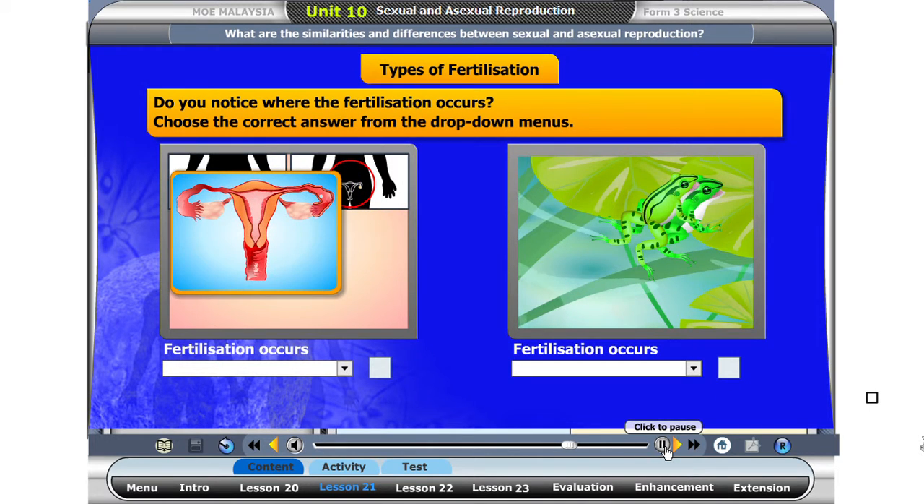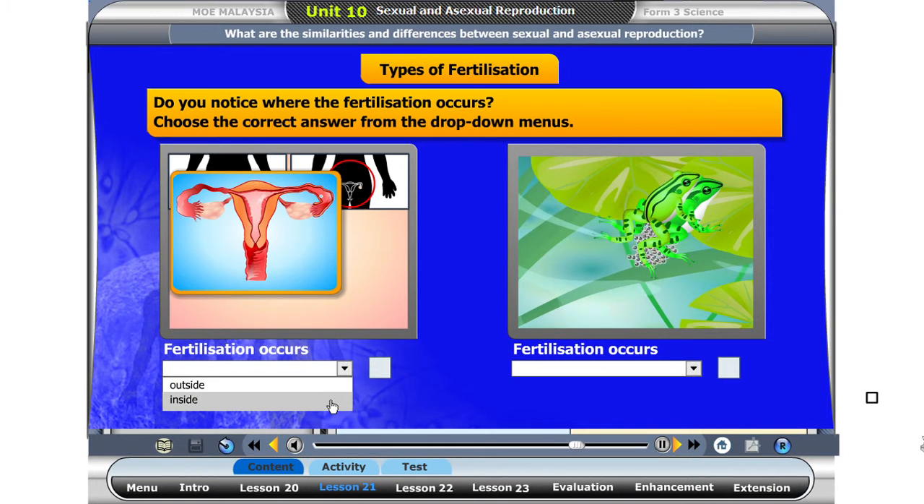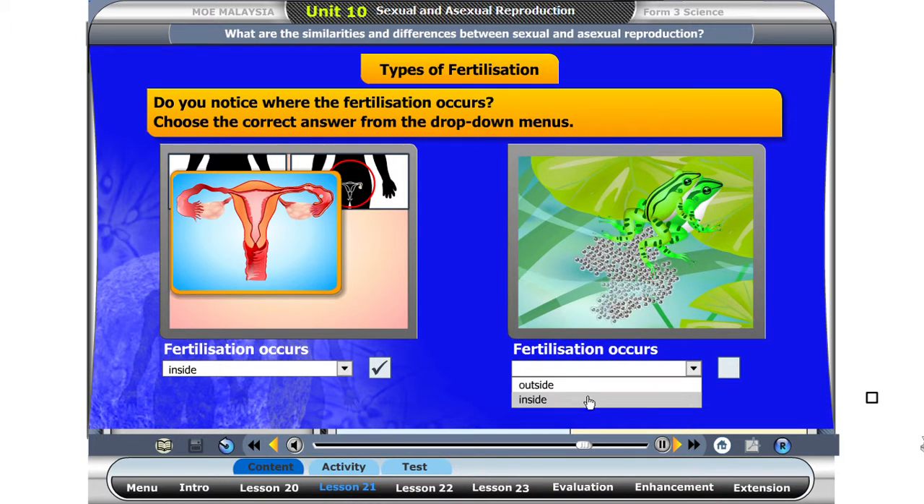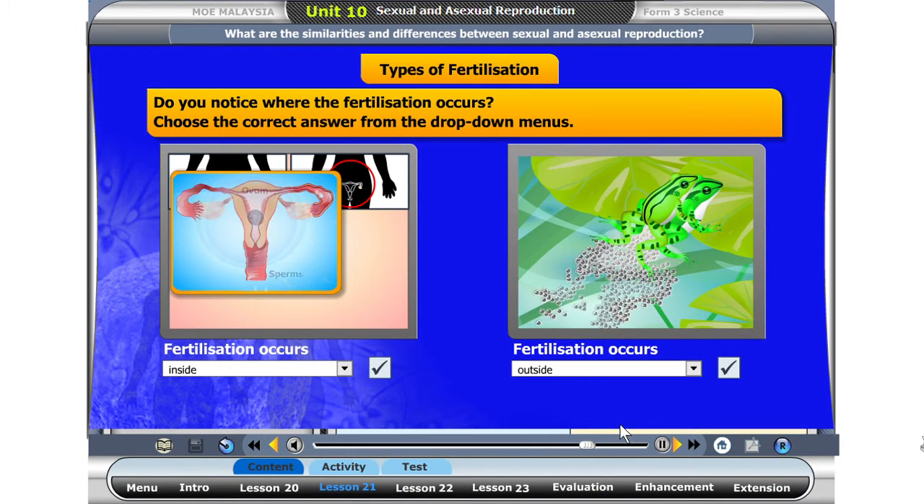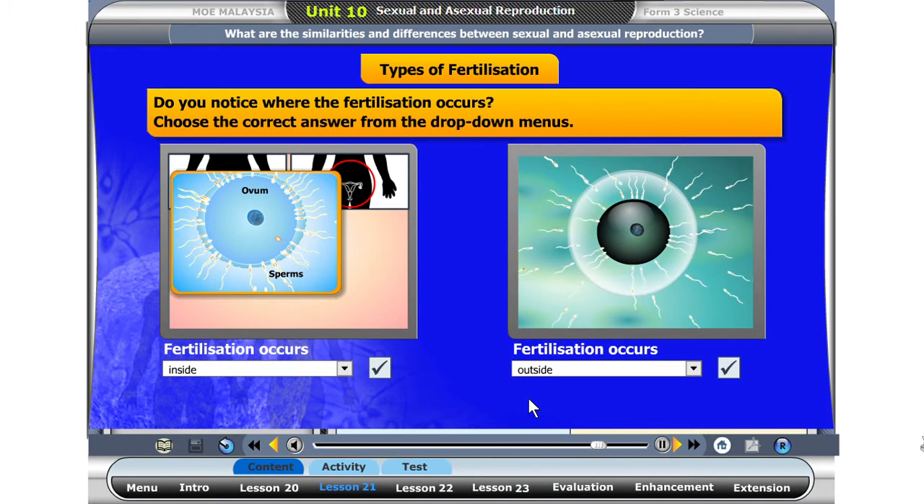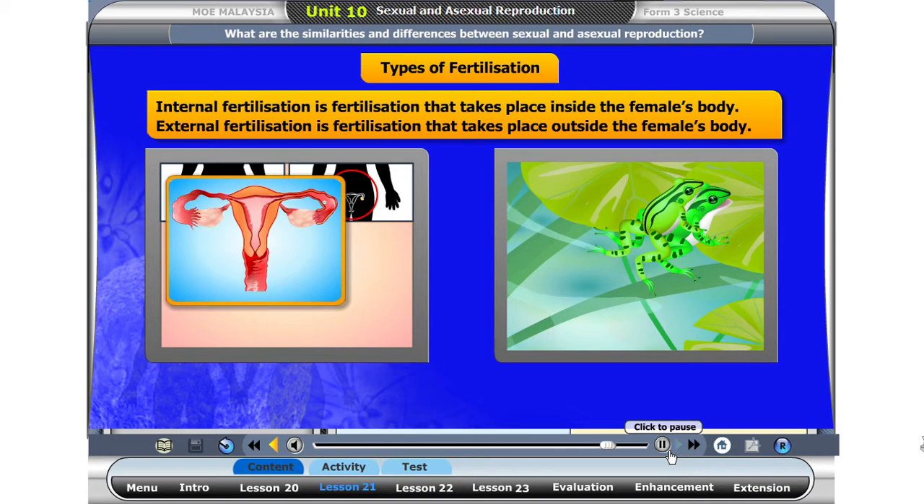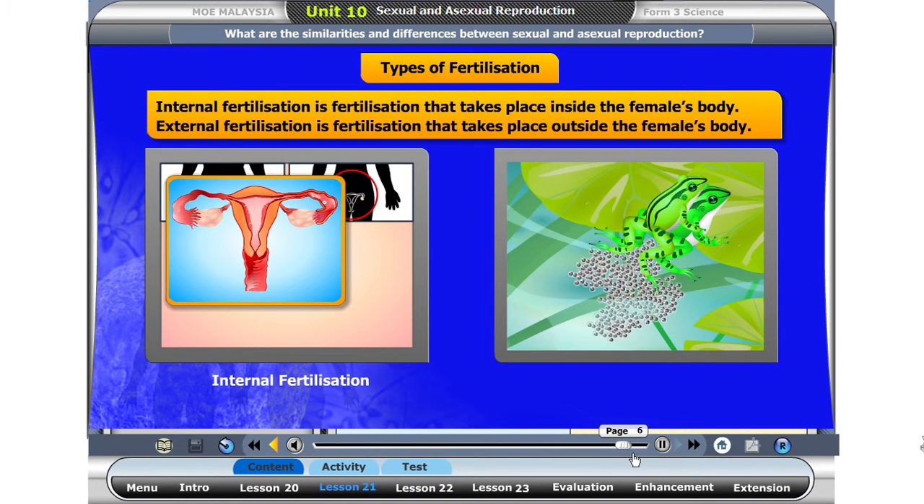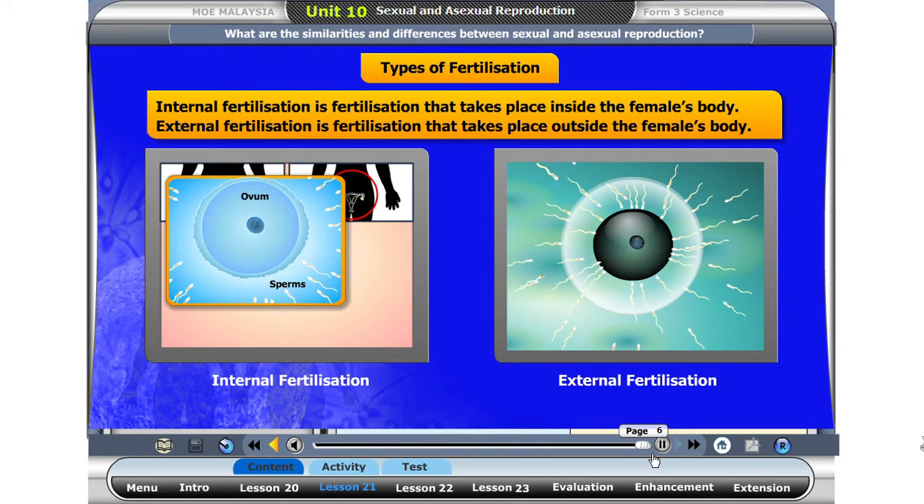What is the difference between the fertilization that occurs in humans and the fertilization that occurs with the frogs? Do you know, in humans, fertilization occurs inside the female's body? For the frogs, fertilization occurs outside the female's body. There are two types of fertilization: internal fertilization and external fertilization.